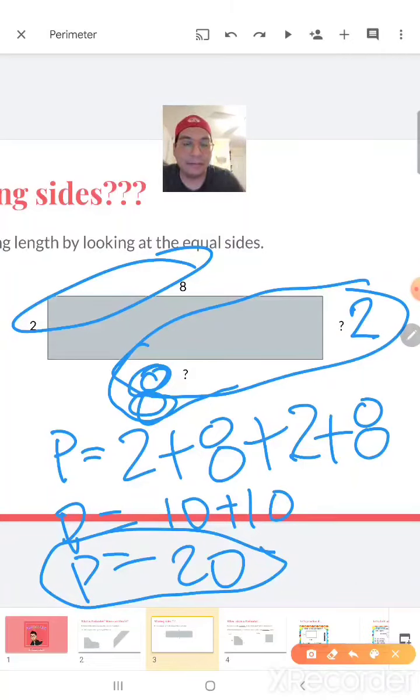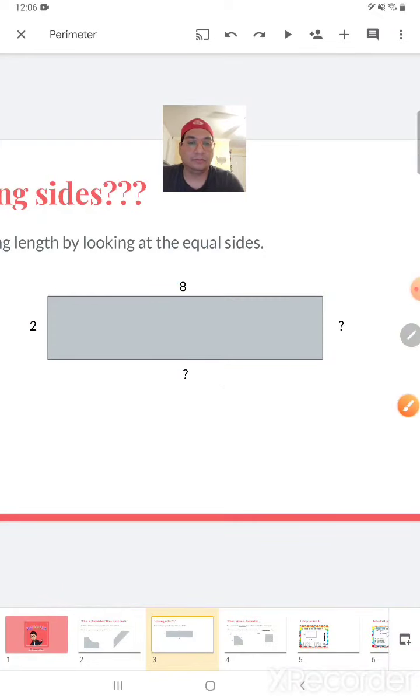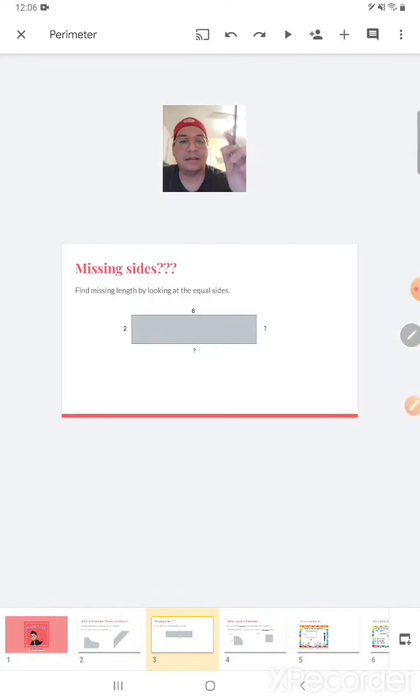Let's go ahead and clear that to see what we have next.